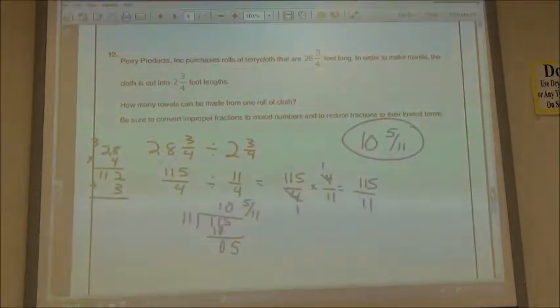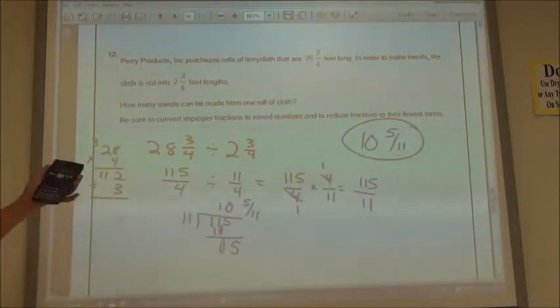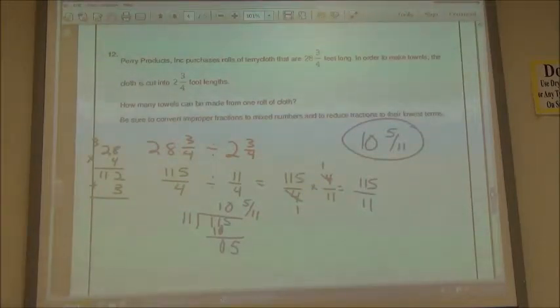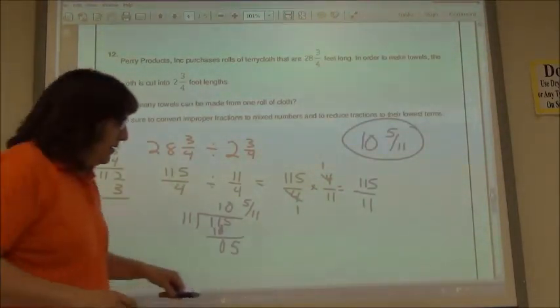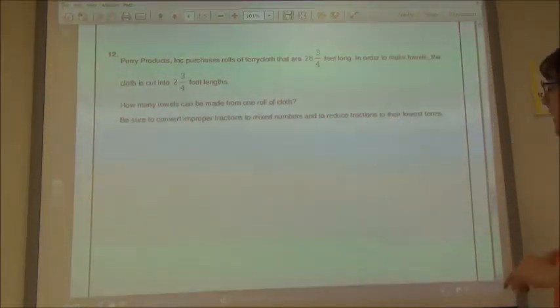So actually I can make 10 towels, but I got a little bit left over. So again, I'm going to take my 28 and 3/4. I'm going to divide it by 2 and 3/4. And I should get 10 and 5 11ths, which is what I did. So that was the end of homework day 4 there.